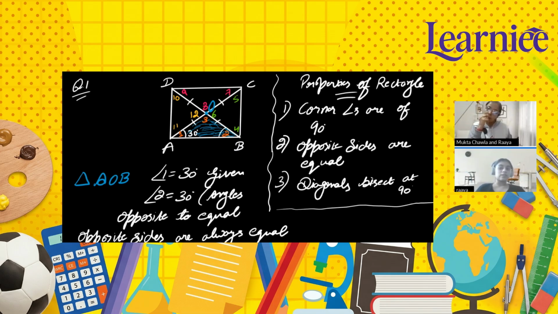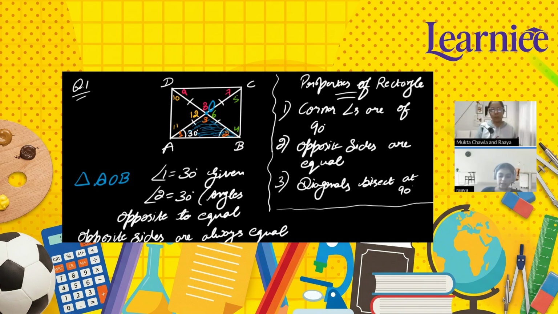Yes, 30, very good. You are right. You said corner angles of a rectangle are 90°. So if we take the complete angle B, we will get 90°. But it has already been bisected by the diagonal. So it has two angles now, angle 2 and angle 4. Angle 2 is already with us. We need to find angle 4. You said if I subtract 30 from 90, we will get angle 4, right?